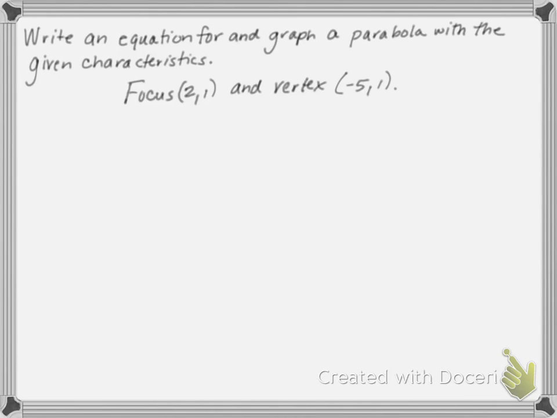Alright, so we're going to write an equation for and graph a parabola with the given characteristics. We have the focus is (2, 1) and the vertex is (-5, 1). So I want to plot these points first. If I plot these points, I want to see what my graph looks like.